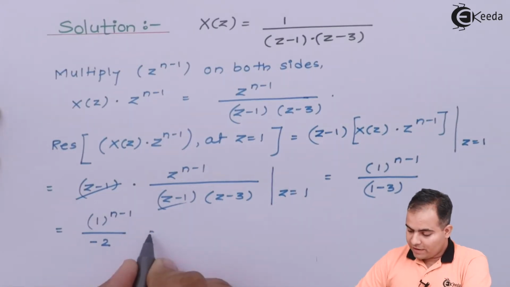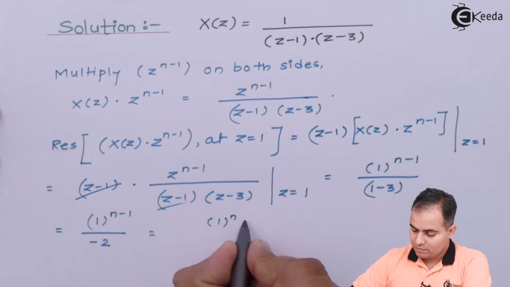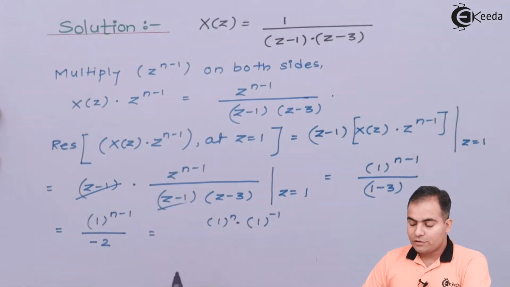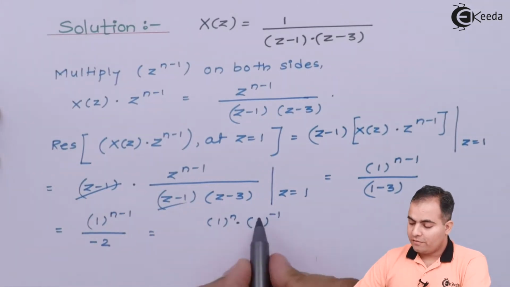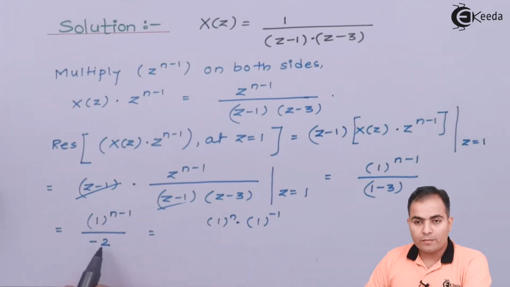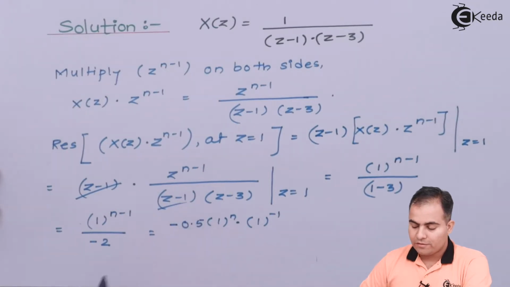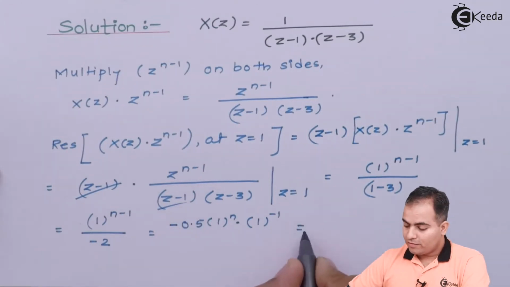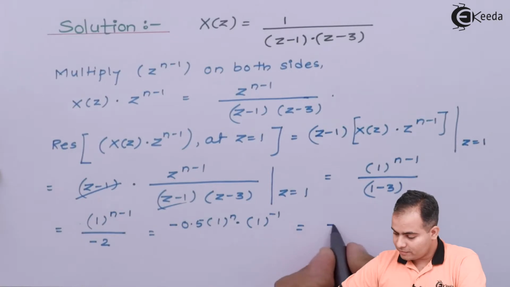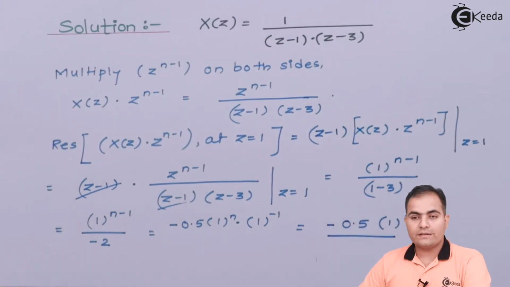Now, we can split these powers, like 1 raised to n and 1 raised to minus 1. 1 raised to minus 1 is always 1, and look here, we have 1 upon minus 2. So, we can represent it by minus 0.5 also. So, the total solution becomes minus 0.5 into 1 raised to n.